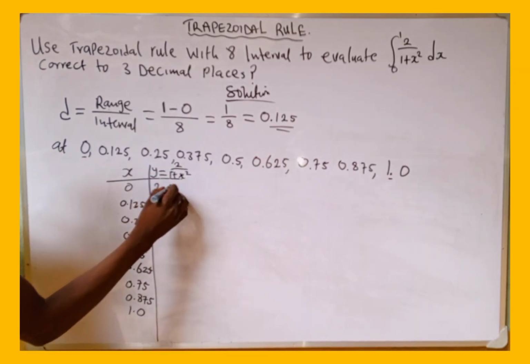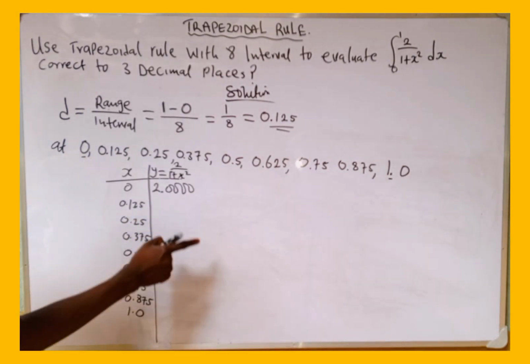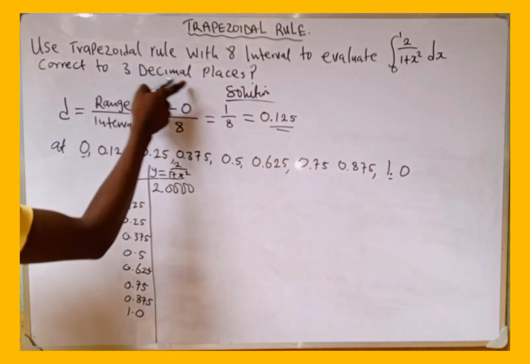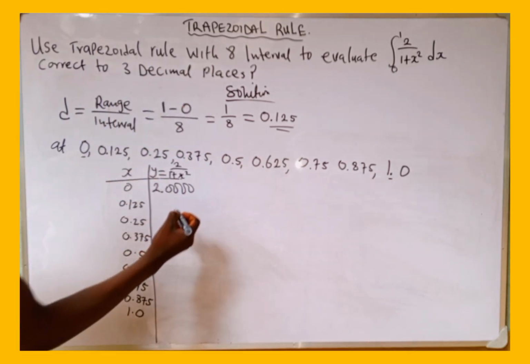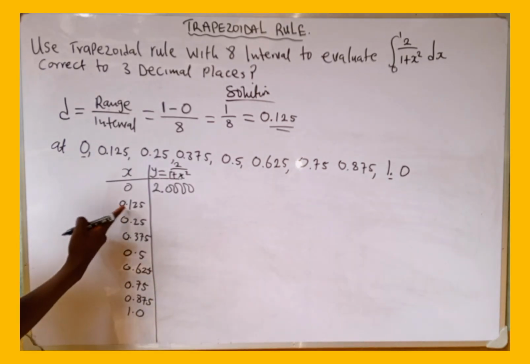So 2.000 is still the same as 2. We write 40 here because the question says at the end of our answer, we're going to correct it to 3 decimal places. So we're going to stop at 4 decimal places so that we can approximate. So the next one is 0.125.